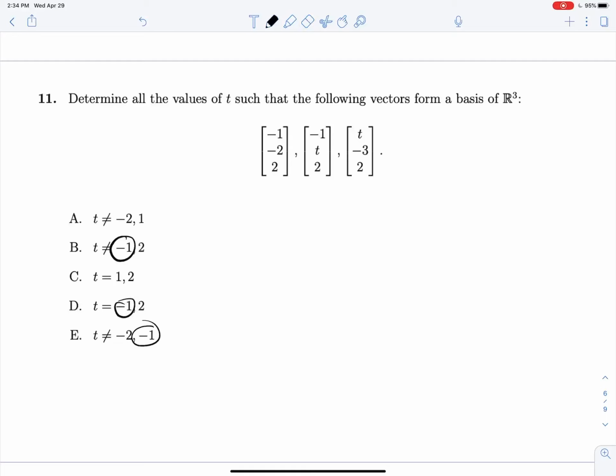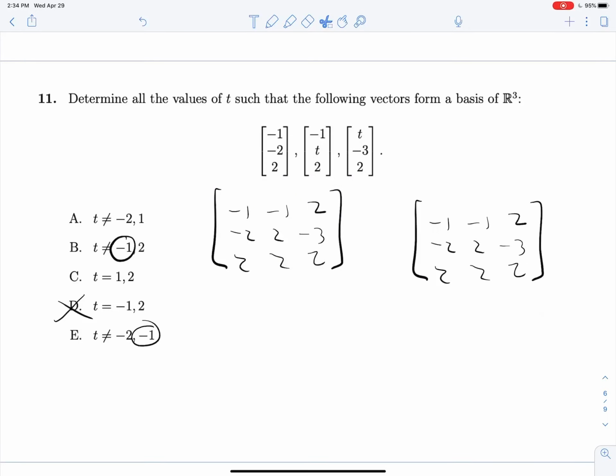So that leaves us with three answer choices, although actually it leaves us with two, because this is saying that t is equal to 1 is a value of t such that our vectors form a basis, which we just disproved. So let's just go and test t is equal to 2 and -2. Let's make a matrix. So -1, -1, I'll start with 2, -2, 2, -3, 2, 2, 2. And then we'll copy this over and replace this guy with a -2 and this guy with a -2. And I'll switch all these signs to make it a little more bearable.